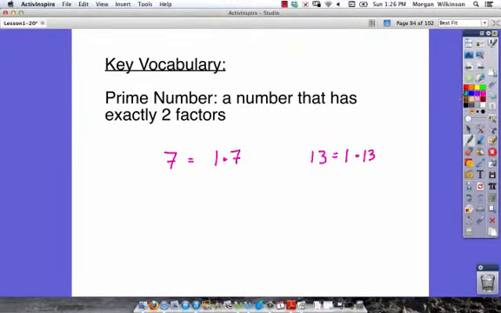Let's look at this one. Let's say we had the number 12. We know 12 is equal to 1 times 12.